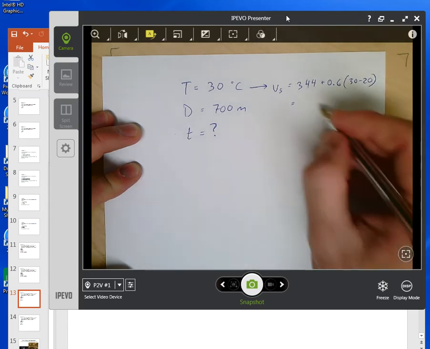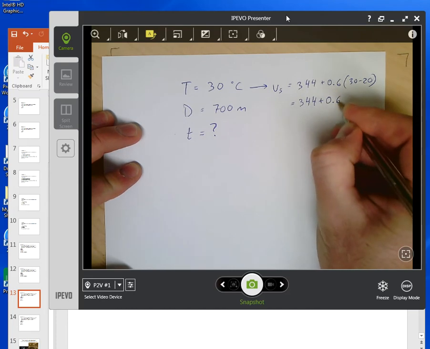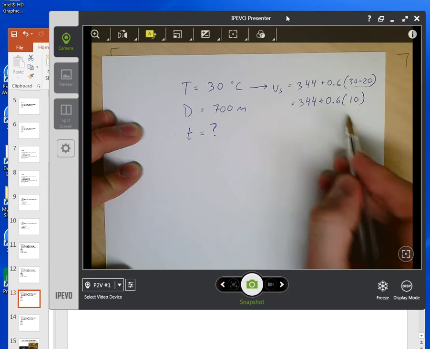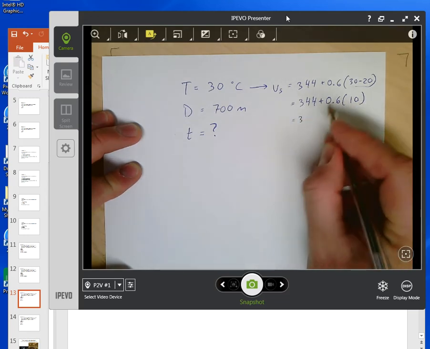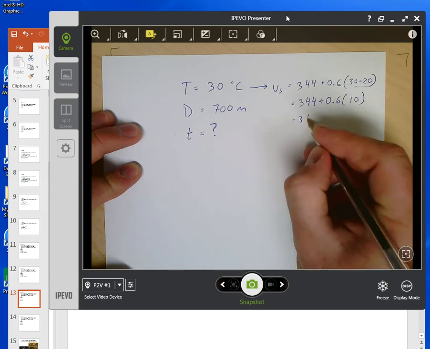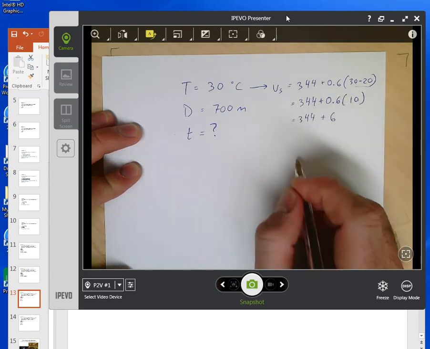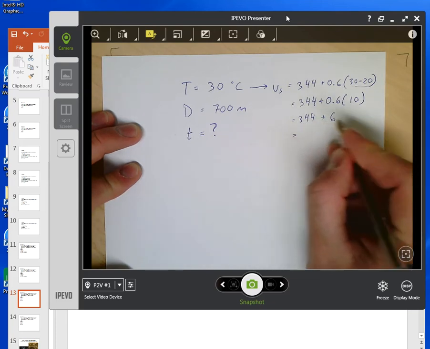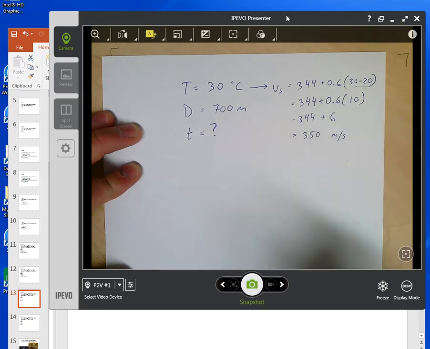Let me do it step by step just to help you in case you're not familiar with all these different steps here. 0.6 times 10. That was doing the result of 30 minus 20. I just left it as a 10. The next step is to multiply 10 by 0.6. So in other words, this is like sliding the decimal place over by 1. So 344 plus 6. Finally, I'm just left with a simple arithmetic of adding 344 plus 6, which is going to be 350. And the units are meters per second.